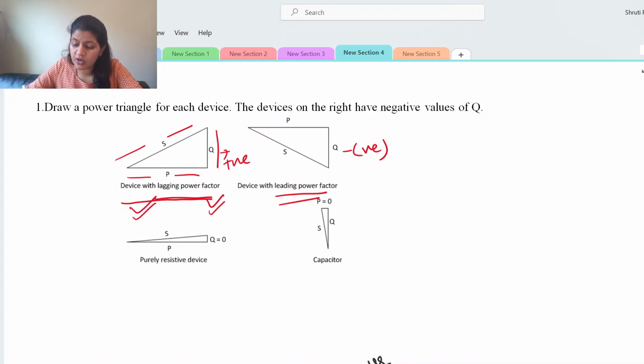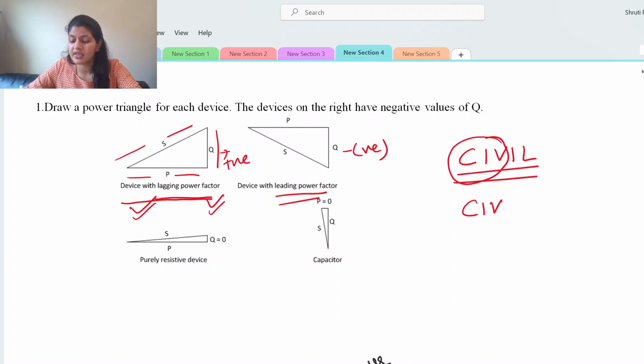There's a quick trick: if we write it as CIVIL, and I take only these three, which are C, I, V, in this case I comes first. So I leads the voltage. I comes first and then the V voltage is there. So in this case, we can say that it is leading. In case of a capacitor, the current is leading the voltage.